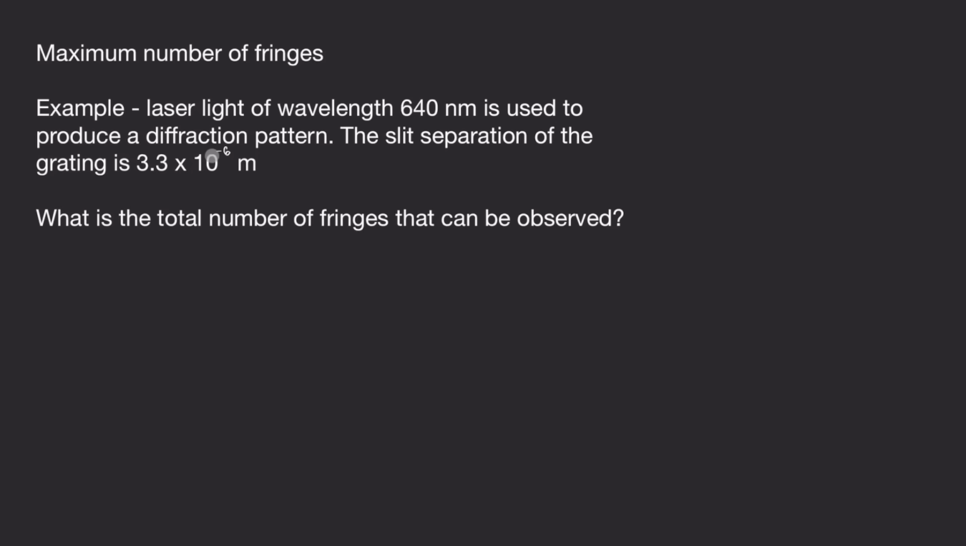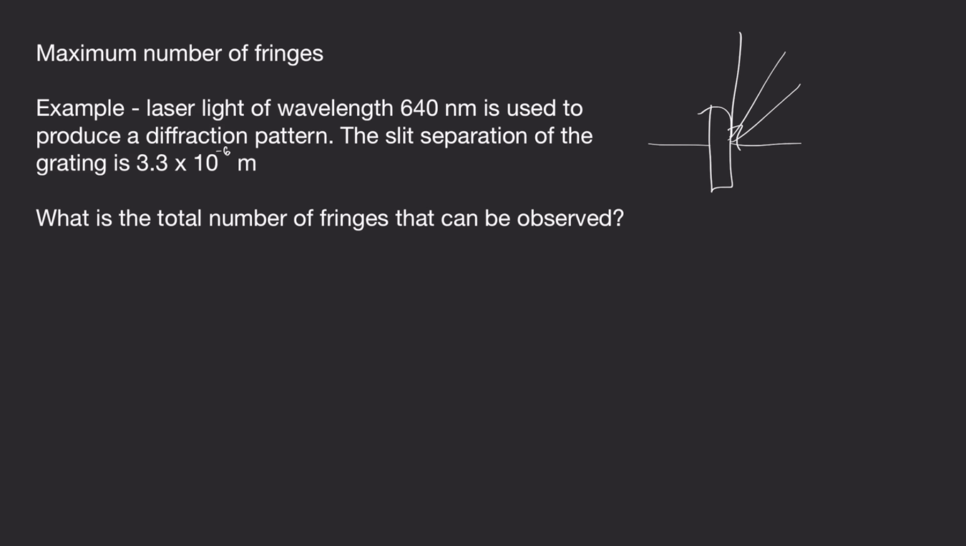And here's a really important question on the maximum number of fringes. So we've got a laser light of a certain wavelength used to produce a diffraction pattern. We're given the slit separation of the grating directly. What is the total number of fringes that can be observed? So in all cases, if we have some light heading into a diffraction grating, the angle between the fringes can at the very maximum be equal to 90 degrees.